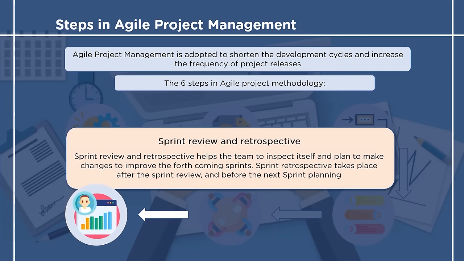There are 2 meetings after each sprint. First meeting is for the sprint review. This meeting is with the stakeholders to show them the finished product. This helps both sides to build a relationship and discuss if there are any issues in the end product. The second meeting is for having a sprint retrospective. This meeting involves the stakeholders to discuss what went well and what went wrong during the sprint. Sprint retrospective takes place after the sprint review and before the next sprint planning.